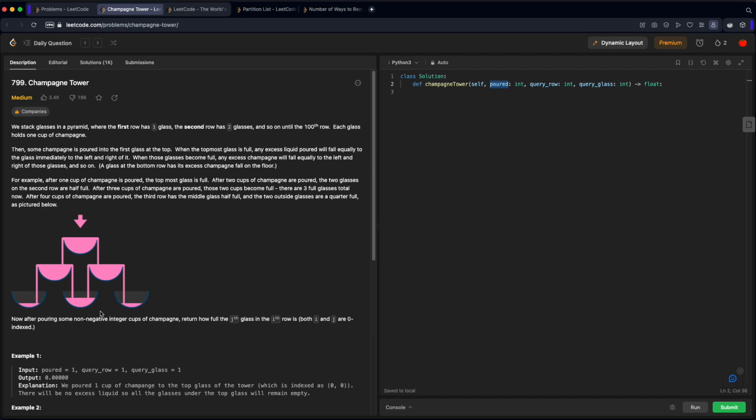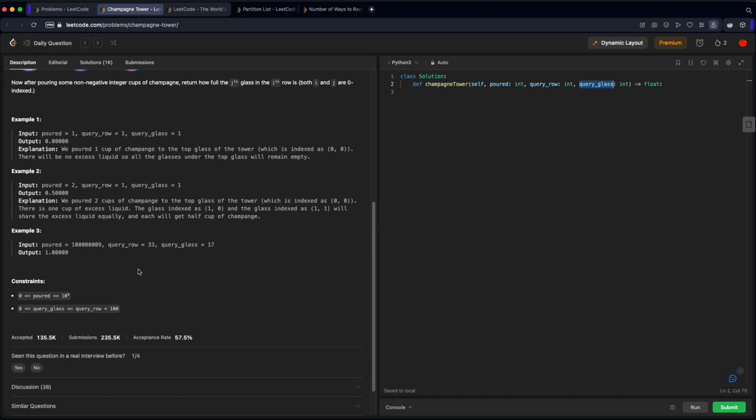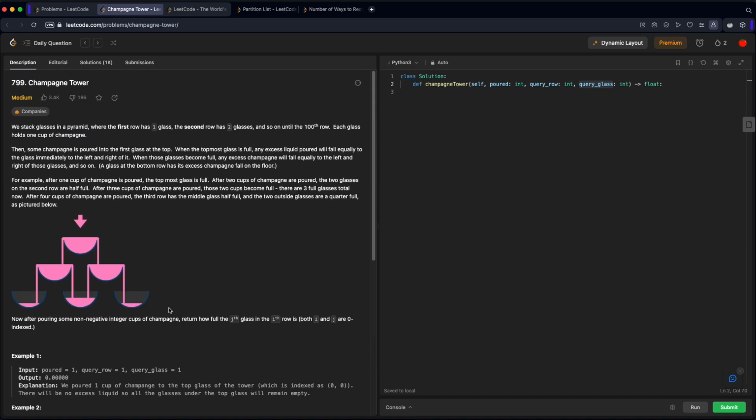At some point, we'll get down to a row that doesn't have enough champagne to fill the entire row. We are given a query row and a query glass, and we need to return how much champagne is in that glass at that row. Looking at the constraints, poured can be quite high, 10 to the 9th, and we can have up to 100 rows. That's key to this one. Because we can have 100 rows, we might just calculate all of the glasses ahead of time, and then return the value at this particular row and glass.